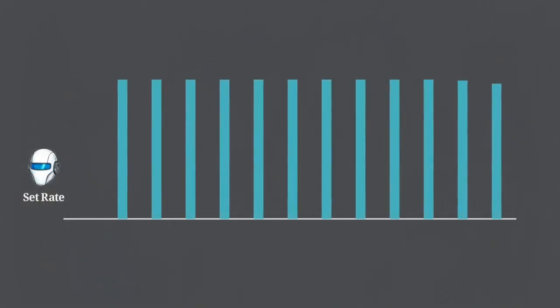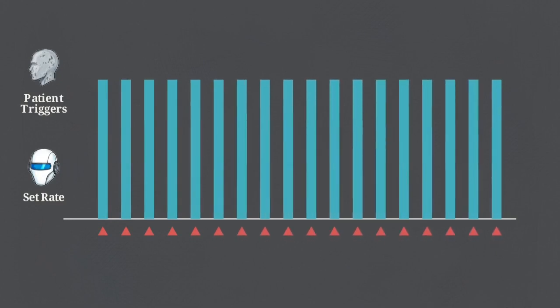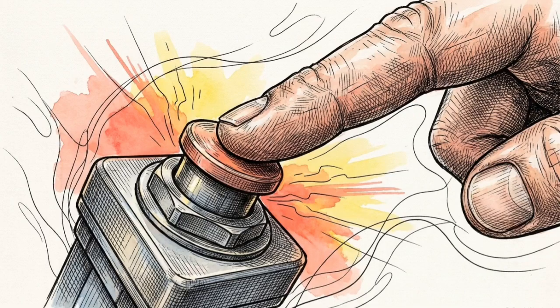AC guarantees a minimum respiratory rate, yet because every patient-triggered effort commands a full mechanical breath, the actual volume of fully supported machine breaths will increase if the patient breathes faster. In assist control, spontaneous patient effort does not equate to independent breathing. It acts purely as a trigger switch that forces full mechanical intervention.